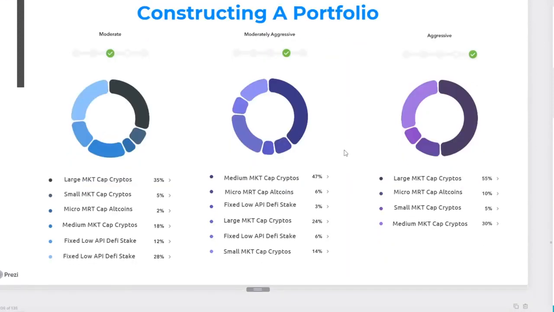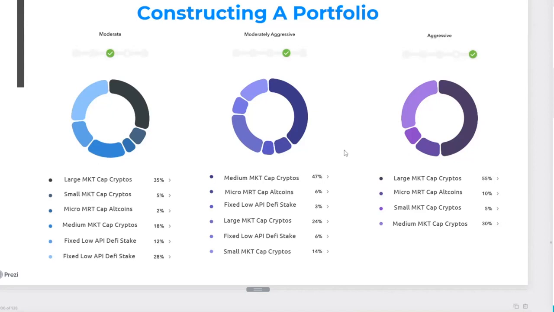Moderately aggressive portfolio. This would be for someone who wants to take some risk but doesn't want to face as much volatility as someone who's just swinging for the fences. It's going to have 47% in medium market cap cryptocurrencies, micro market cap altcoins at 6% allocation, only 3% in low risk DeFi stakes, 24% in large market cap cryptocurrencies, another 6% in fixed low APY DeFi stakes, and then 14% allocation into small market cap cryptocurrencies.